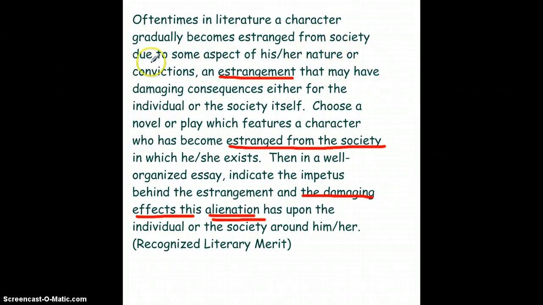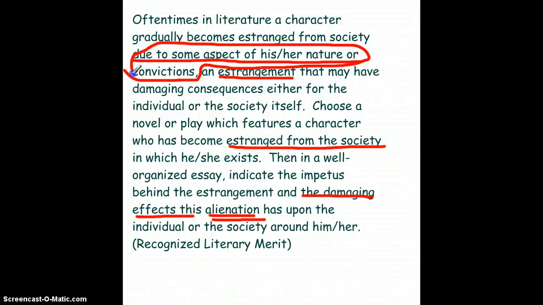So we go back and we take a look at it. Here's the key part here: due to some aspect of his or her nature or convictions. So there's something about it that's key here. And also, we have to pick a character, not a group of characters. So we go back to our save method to see what that looks like for us. If we get ready to start, we do have some vocabulary, but other than some generic vocabulary, we're not even sure what we're going to write about.